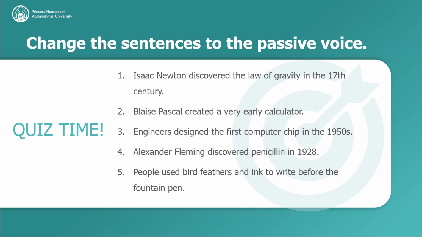Now let's have a look at this short quiz. I'd like you to pause the video here and change the sentences from active to passive. Make sure that the subject becomes the object and the object becomes the subject. You add a was and were before the verb 3 or past participle.